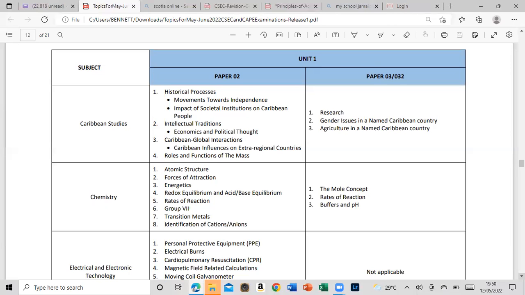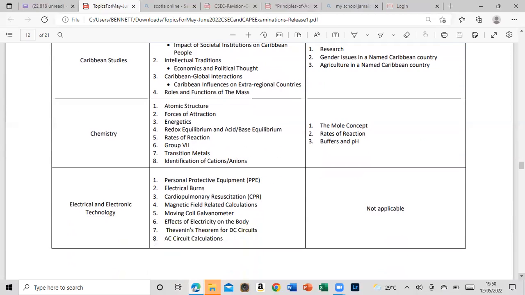And for chemistry, remember this is CAPE now: atomic structure, forces of attraction, energetics, redox equilibria and acid-base equilibria, rates of reaction, and we're going to focus on Group 7 and transition metals, identification of cations and anions. And for Paper 3, the mole concept, you're going to look at the mole, 6.02 times 10 to the 23, rates of reaction, buffers, and pH. So you're going to know what pH, what degree it's at.